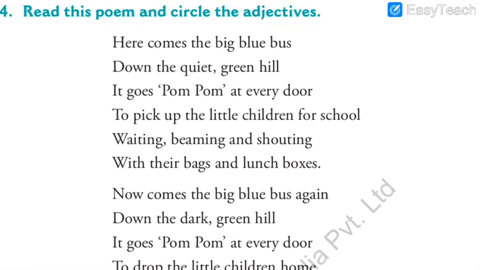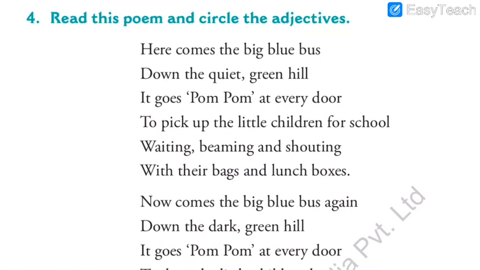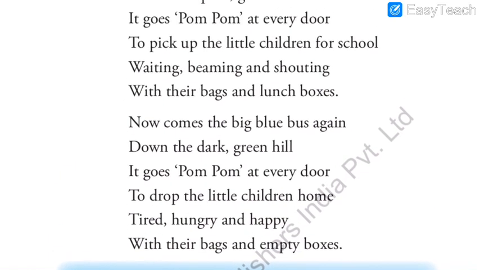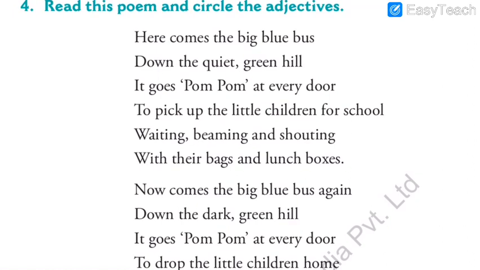So now basically you have to read the poem on your screen and then just recognize the adjectives, just highlight them by circling the adjectives within the poem. So for that, first I will read the poem throughout and then again we will read line by line and then start highlighting the adjectives.